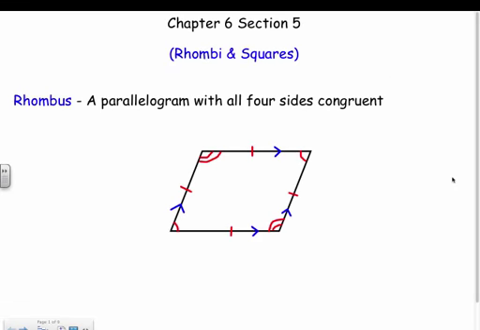We are talking rhombi and squares. So a rhombus, which in plural we just found out is not rhombuses, but rhombi. A rhombus is a parallelogram, so same rules as a parallelogram: opposite sides parallel, opposite angles congruent, all those different things. But the only difference is it has four sides that are congruent. So a rhombus is basically a parallelogram except all four sides are congruent. That's all there is to it.